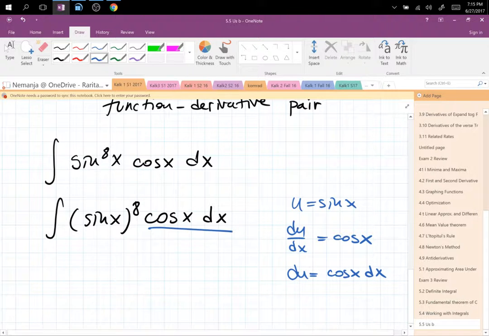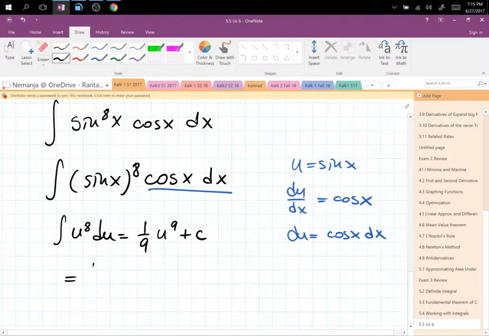Oh, I have it. Nice. So this is just u to the 8 du. How awesome is this? We took the entire sine x, replaced it by u, and then everything else just mushed into du. And the whole problem now is 1 over 9, u to the 9 plus c. And then we go, I don't care about u, I care about the x, which means 1/9 sine to the 9 x plus c.